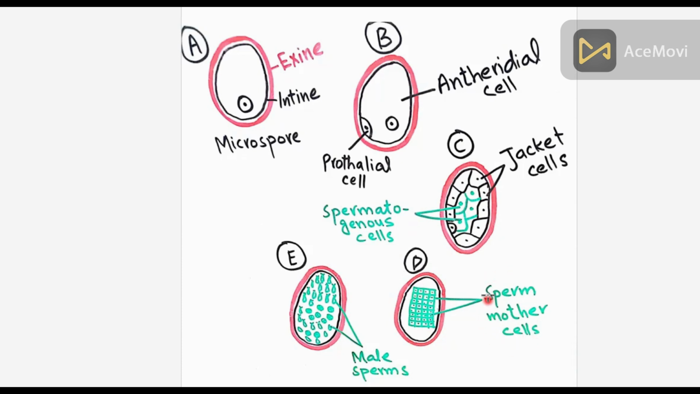Each sperm mother cell undergoes metamorphosis and produces biflagellated male sperms.